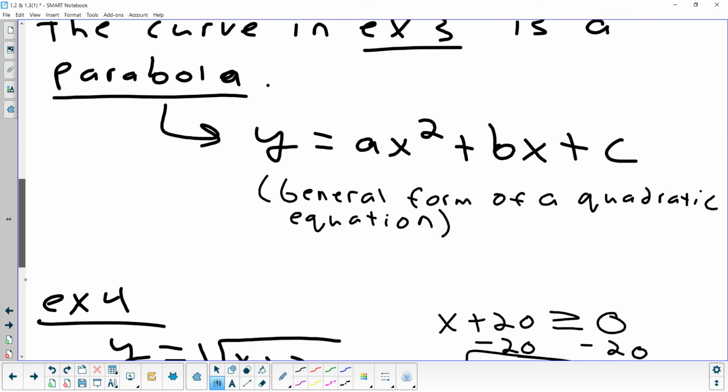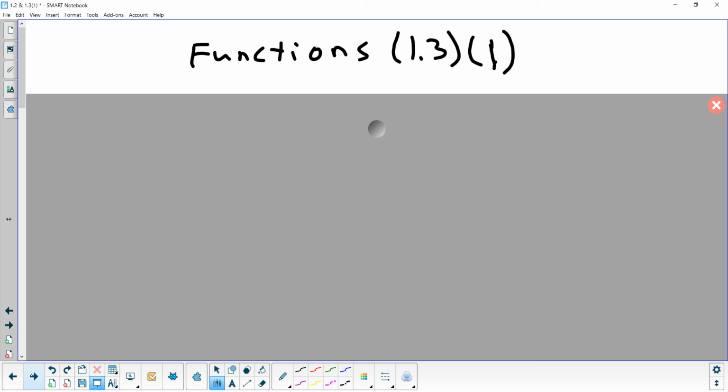All right, so that's it for that section. So that was 1.2. So now we'll finish up with part of 1.3, which is on functions. Functions are equations, or they could be graphs if you draw them, but they're equations and graphs that have a special property. Not every graph that you draw is automatically a function. It has to have a special property. And we'll talk about what that is.